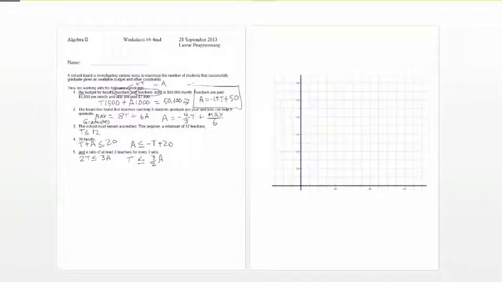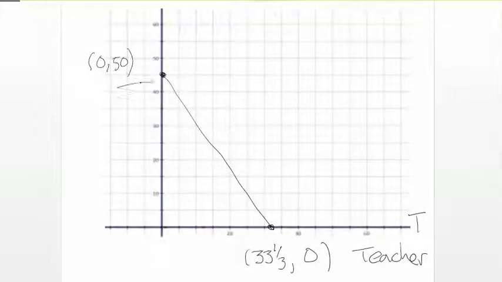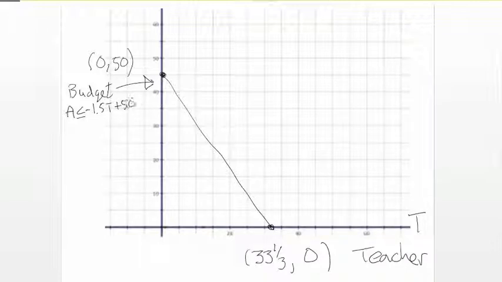Okay, so now we can graph these equations, the ordinate axis being the number of teacher aides, and the abscissa being the number of teachers. So we know the first points are (33 and a third, 0) and (0, 50). And that is our budget constraint. It's basically the equation that the number of aides is less than or equal to negative 1.5 teachers plus 50.